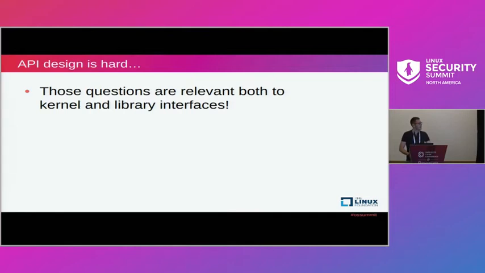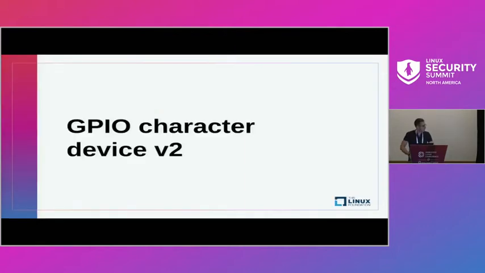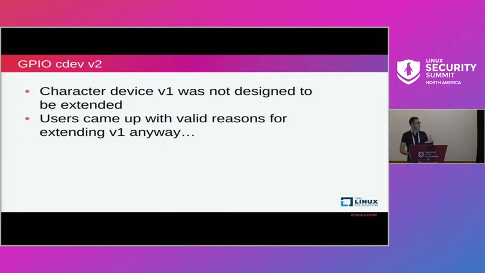But anyway, those questions are relevant both to kernel interfaces and user space projects, because we already had to redesign the GPIO interface in the kernel, the character device, about which I'm going to be talking in a second. But first and foremost, it's important for user space. So before I go into libgpiod v2 itself, the character device v2. The thing about the kernel interface is that we released it in 2016. We were pretty happy with ourselves. But then the users started coming up with ideas for extensions.